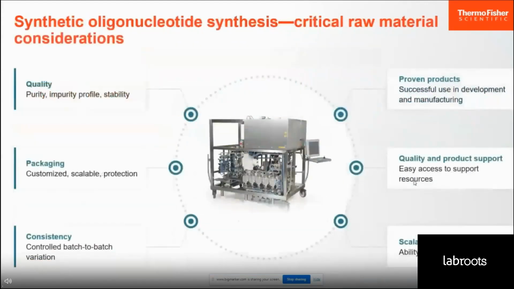So let's talk about what your key considerations should be when looking at your raw materials. The number one is quality. So we'll look at purity and discuss more about the impurity profiles and things to consider. So what about product stability? What are your needs for storage conditions of the product to maintain that quality? Can your supplier provide you the information you need about this stability?